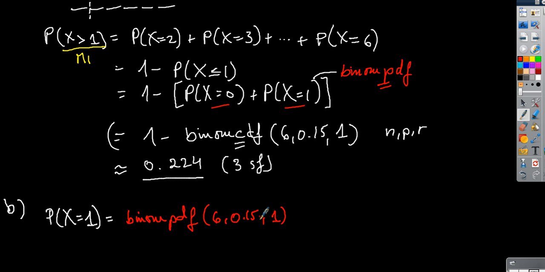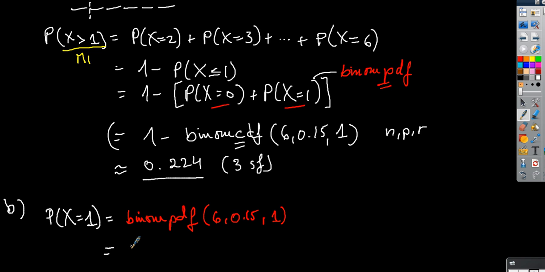Over to question B. So B is much simpler. This time we want the probability that X is exactly 1. So I would get this by doing binomPDF with this information here. That's in fact corresponding to just this bit here. I can also do it by hand if I want to. Let's do it one more time together.